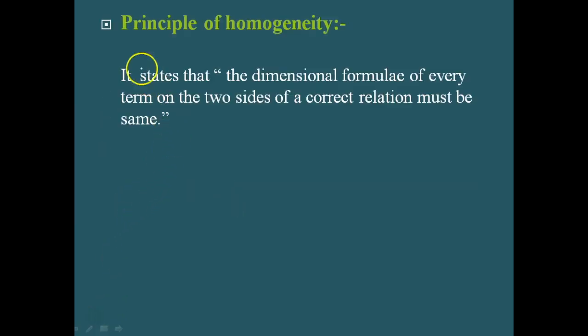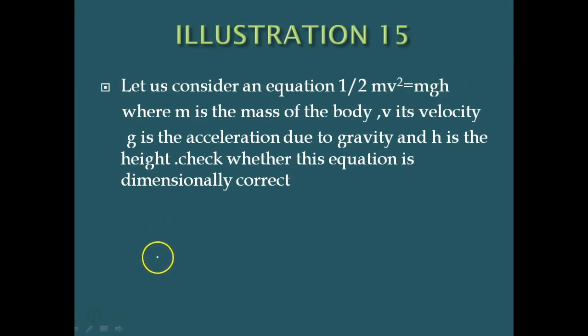Now let us see what the principle of homogeneity is. It states that the dimensional formulae of every term on the two sides of a correct relation must be the same, which means whatever dimension we get on the LHS of the equation must be the same on the RHS also. Let us consider a simple example to understand the homogeneity of dimensions, or we can say dimensional consistency.